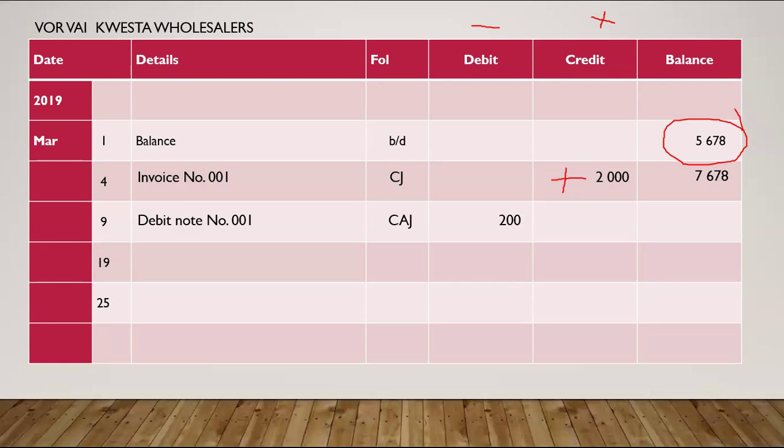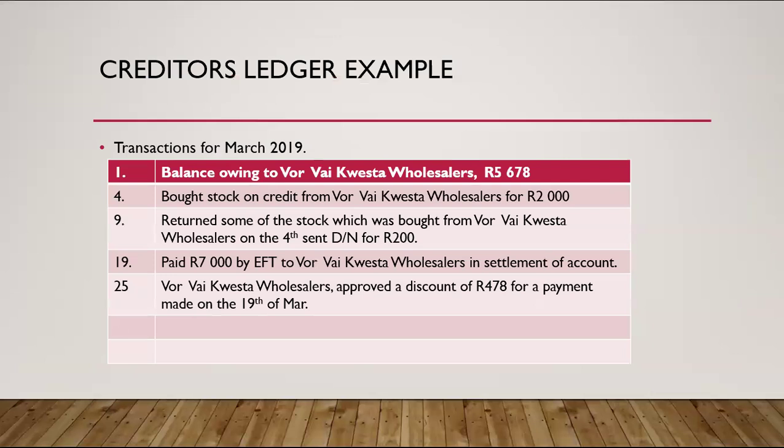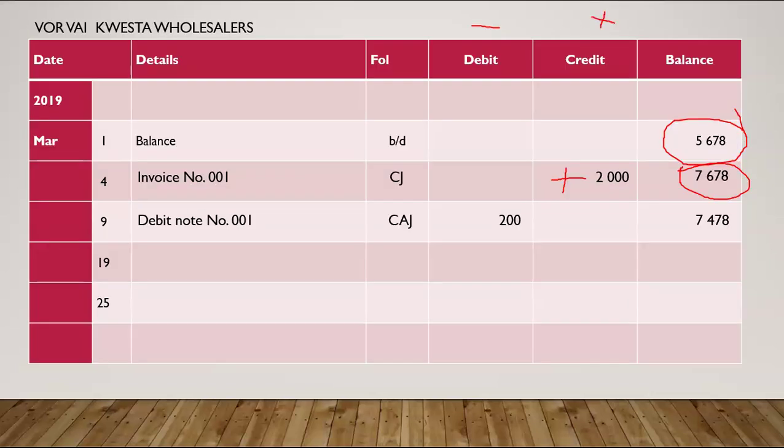You will take the 7,600 and you minus the 200, you will get 7,478. On the 19th, we paid 7,000 by EFT to Questa wholesalers in settlement of account. Because we made a payment here, on the 19th, I will write 19, obviously, but because we paid them, it will be recorded in the bank statement.